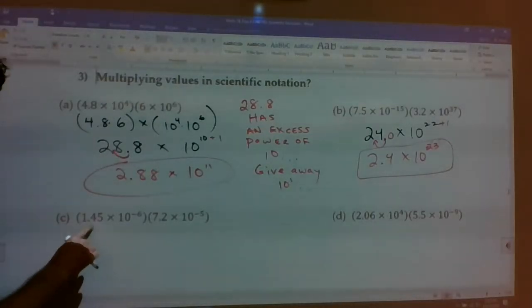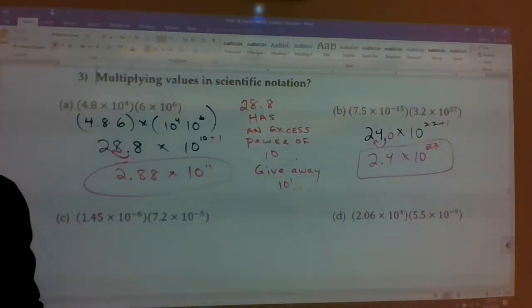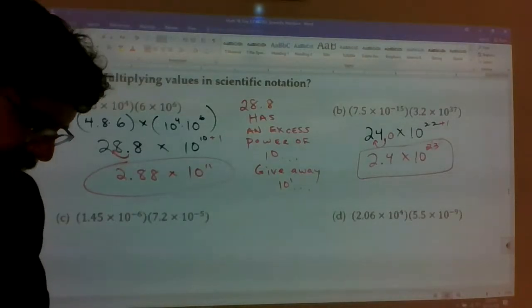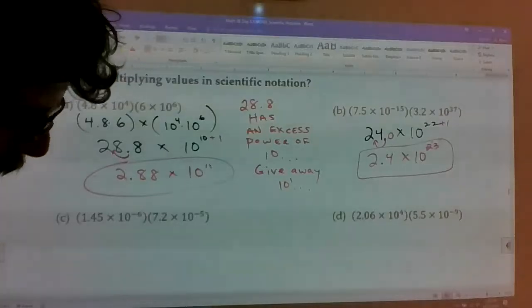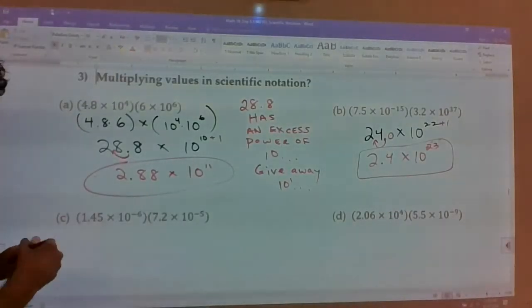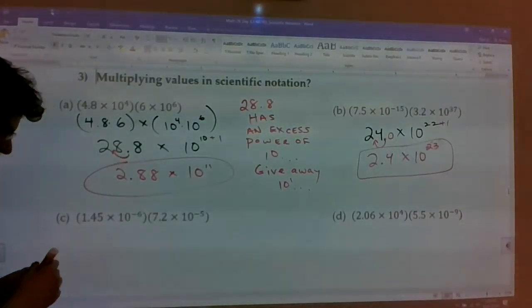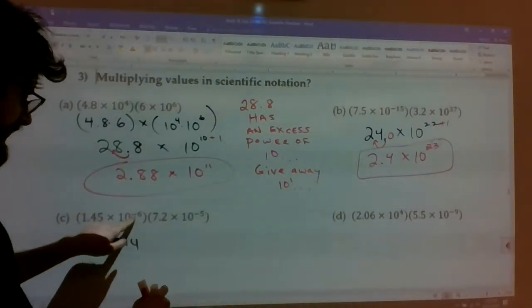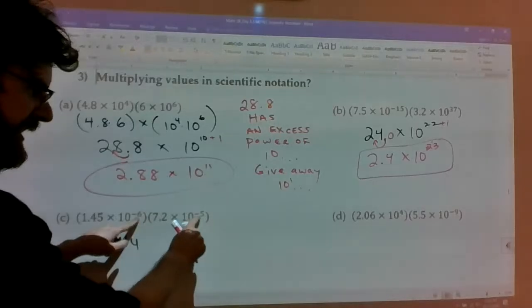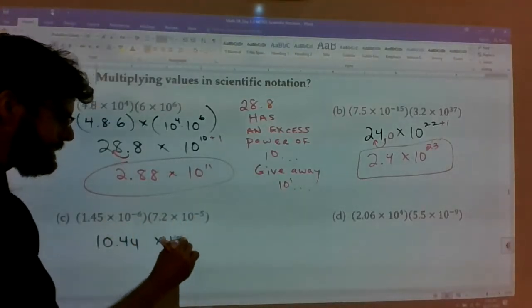Down here, take 1.45 times 7.2. I don't have that one committed to memory, so I'm going to use my calculator to check this out. It's 10.44. So the coefficient starts out at 10.44. 10 to the negative 6 times 10 to the negative 5 is 10 to the negative 11.